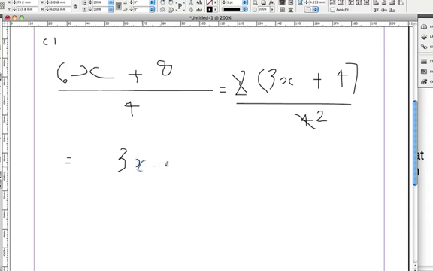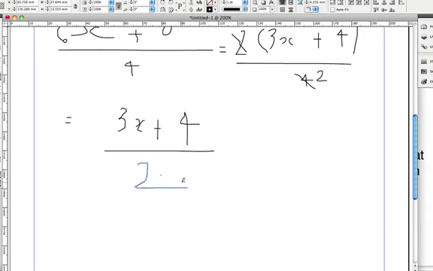I'm getting a little bit better now, aren't I? Plus, I think I spoke too soon. 3x, yeah I did, plus 4 over 2. Now this particular example is quite a nice one.